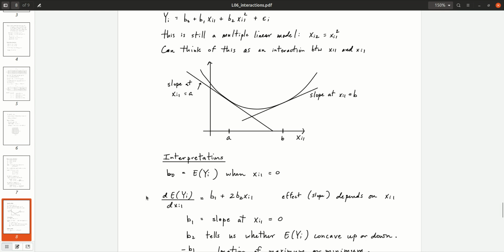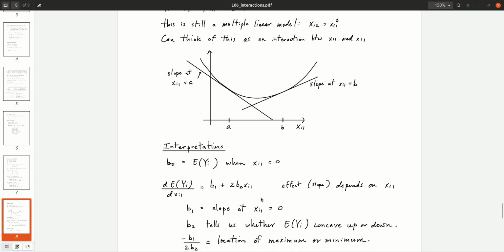If we look at the derivative of the expected value of yi with respect to xi1, we get the following. B0 goes away. We get b1 plus 2b2 xi1. So here, this is the derivative. And so again, this is another way of seeing that the slope, which we think of as the effect, depends on xi1. And this is the exact way that it depends on xi1.